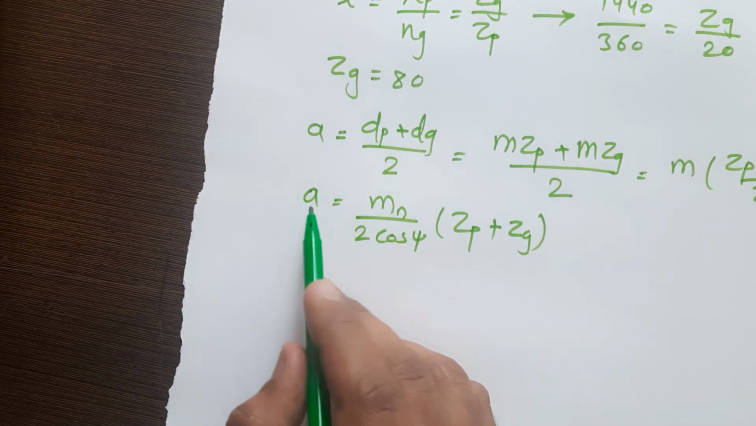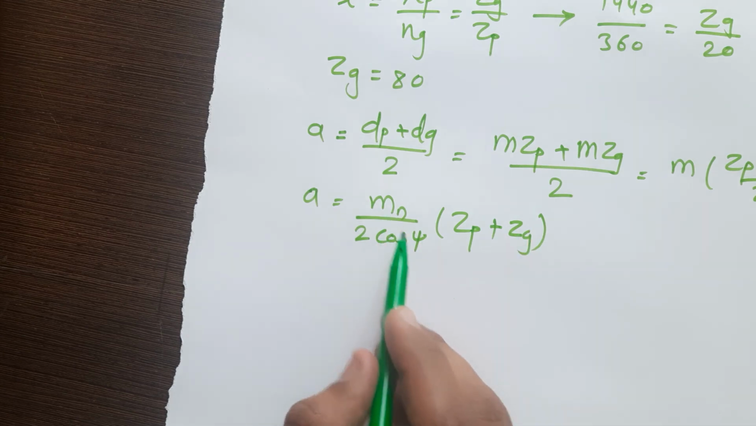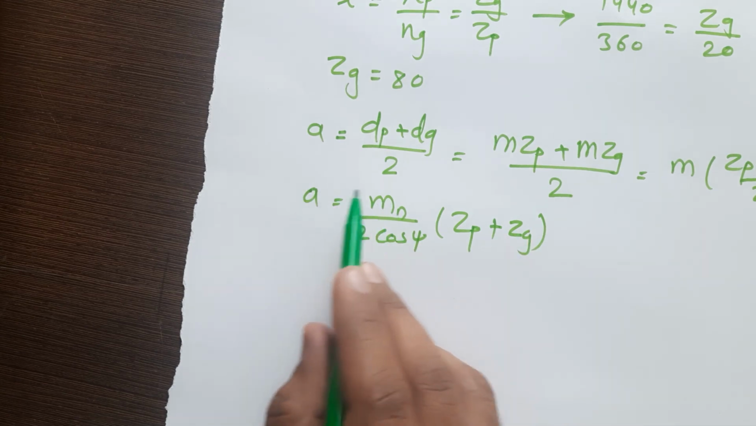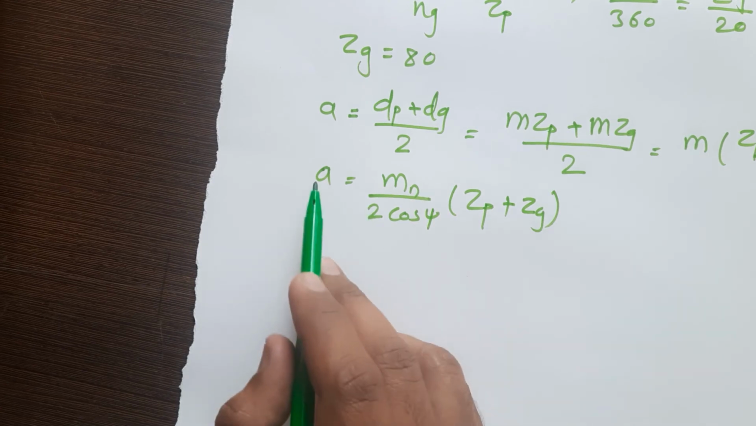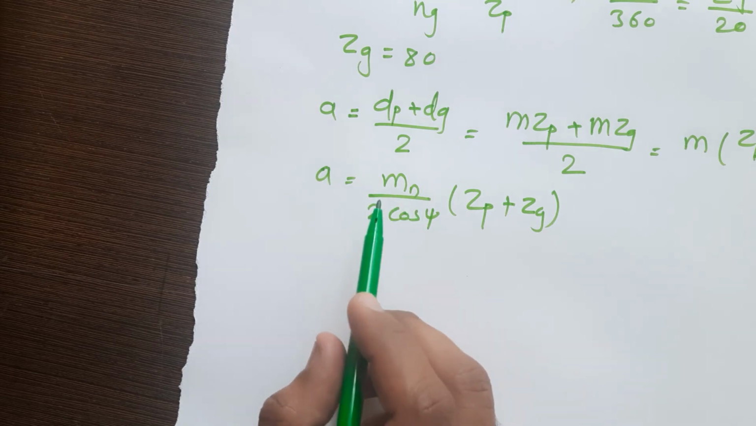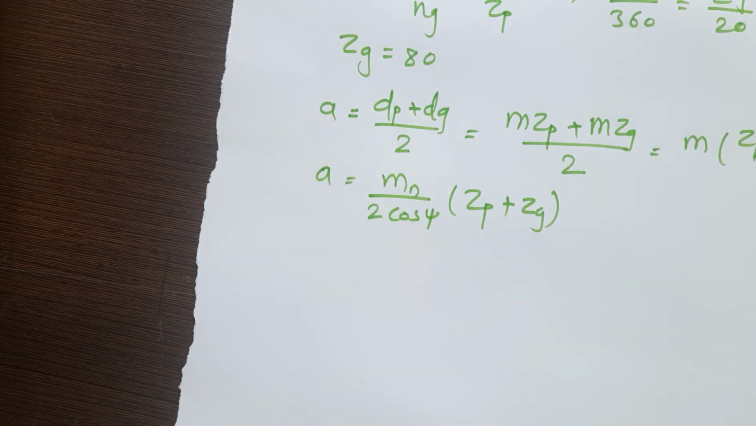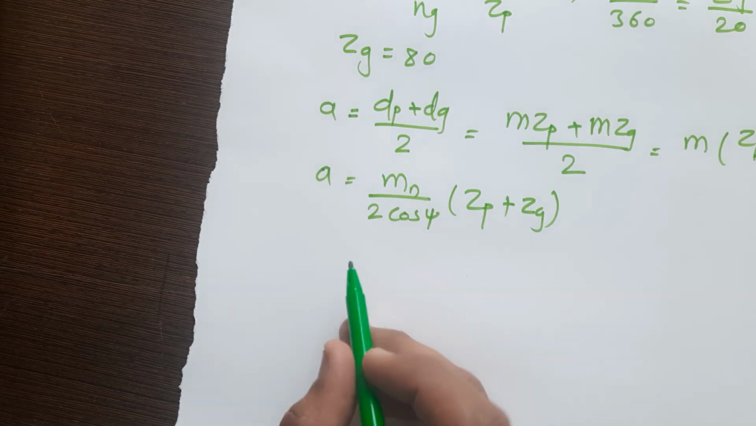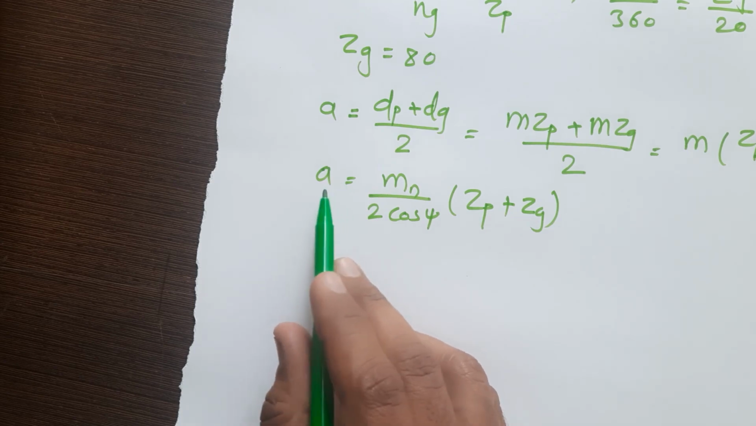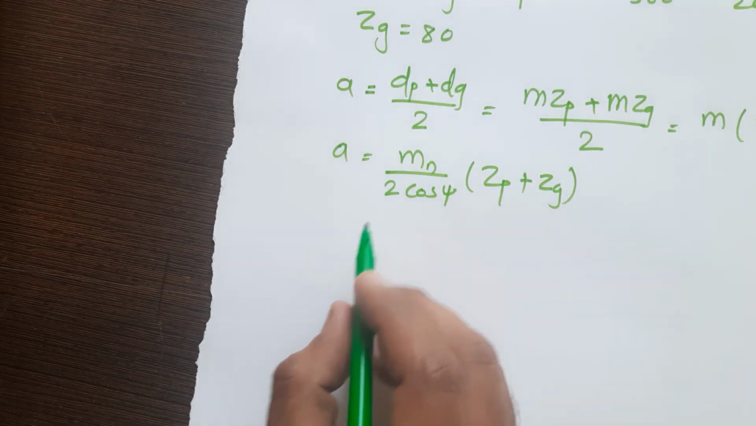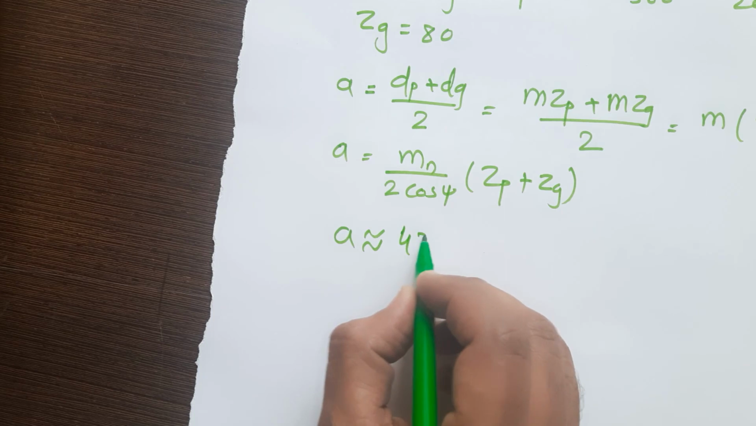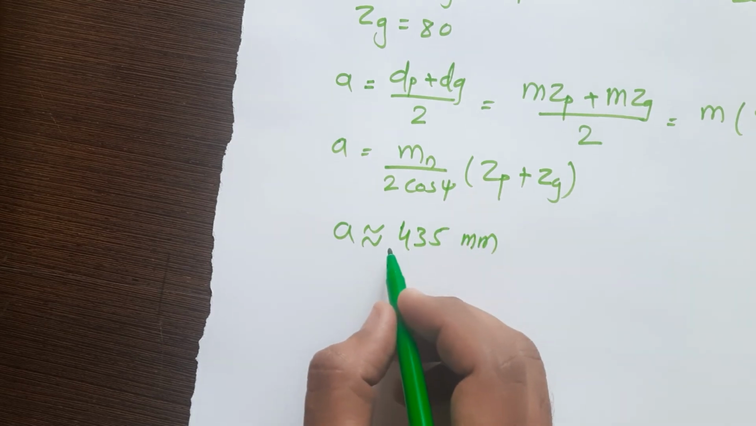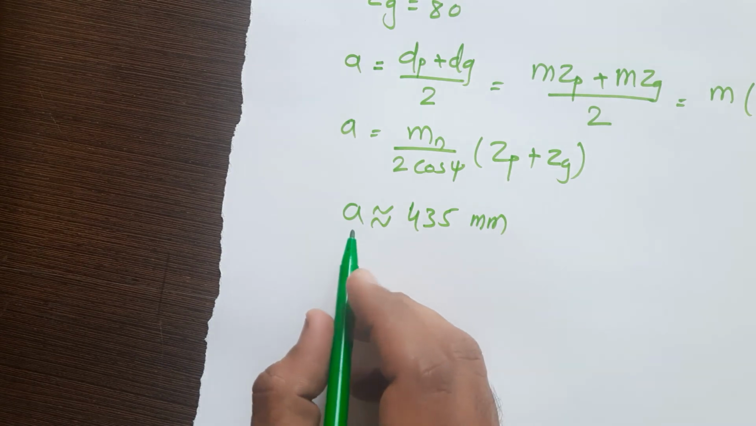Okay, so this is a relation. If you have center distance, zp, zg and psi, you can calculate module. For calculation of the module, if center distance is given, it is very simple. You don't need to go for beam strength, wear strength and equate that beam strength, wear strength with factor of safety into P effective. Here center distance is given, from that we will directly calculate module. Center distance is given as A approximately equal to 435 mm. It is approximately, so it is not exact, so we will modify the module.